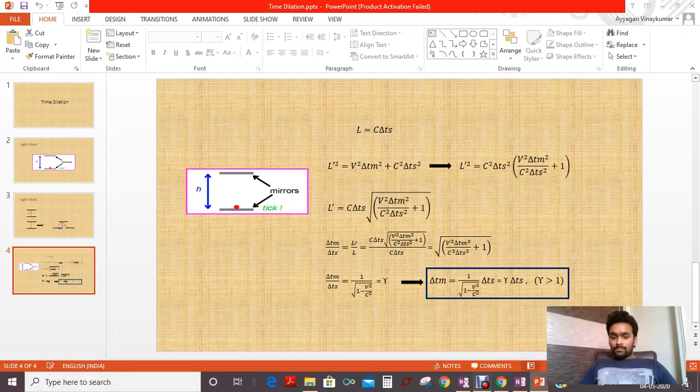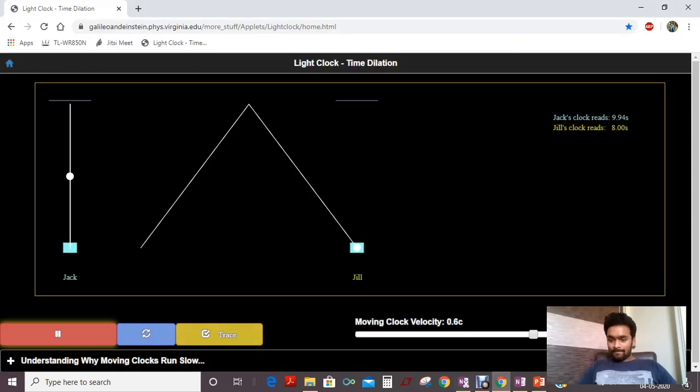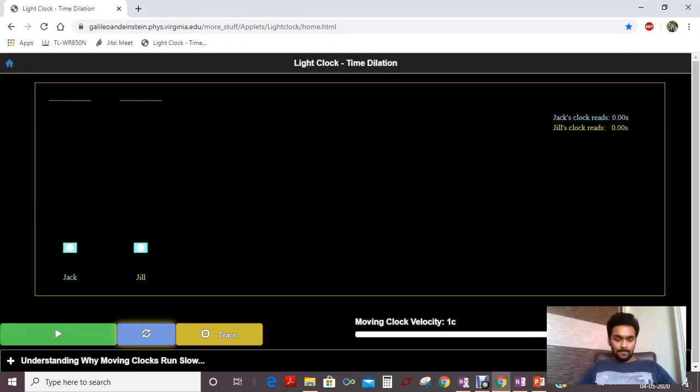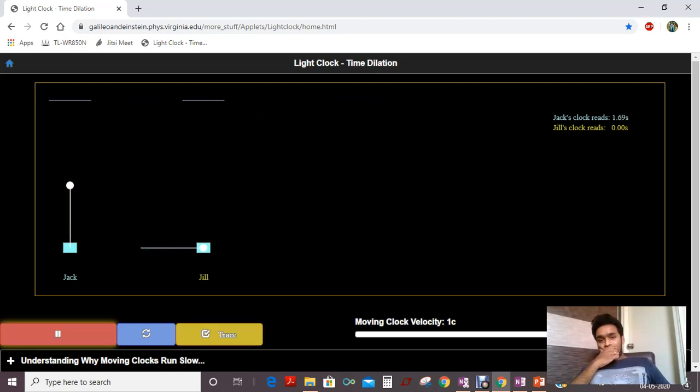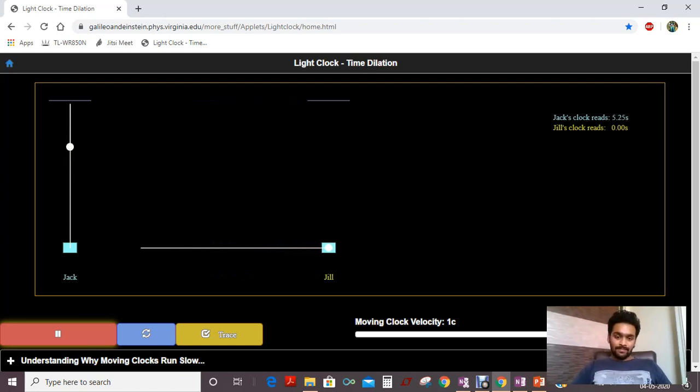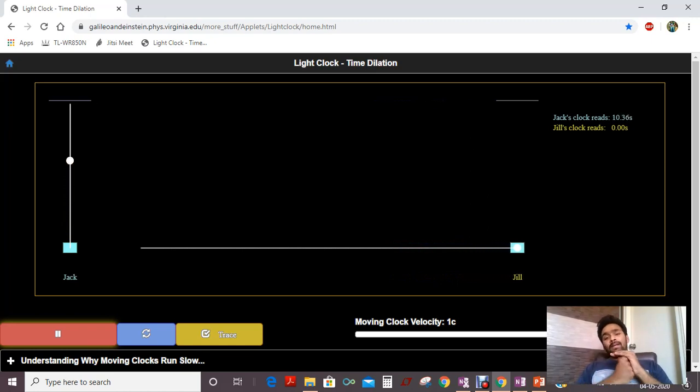So I will show you the same thing here. So v is nothing but c. So let's see what happens. See, that means if the clock is moving with the velocity of light, it will not take even 1 second. The time stops. So this is the basic idea behind black holes. In black holes, there was a theory that time stops. This is the theory behind it.